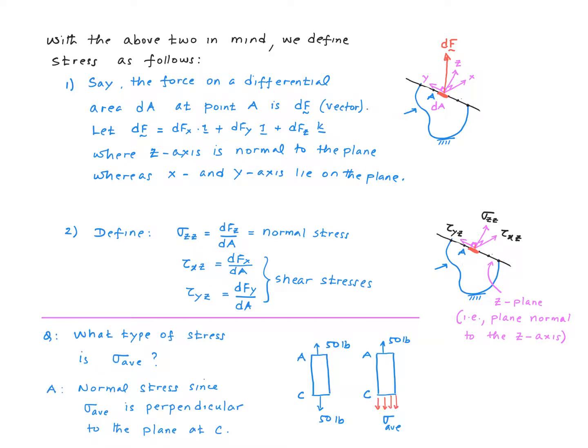So within this framework, if you were to go back and look at the cable system one more time, what kind of stress is sigma average? Well, sigma average is a normal stress because we know the force is perpendicular to this plane, and therefore the stress sigma average is also perpendicular to this plane right there, and therefore it is a normal stress.